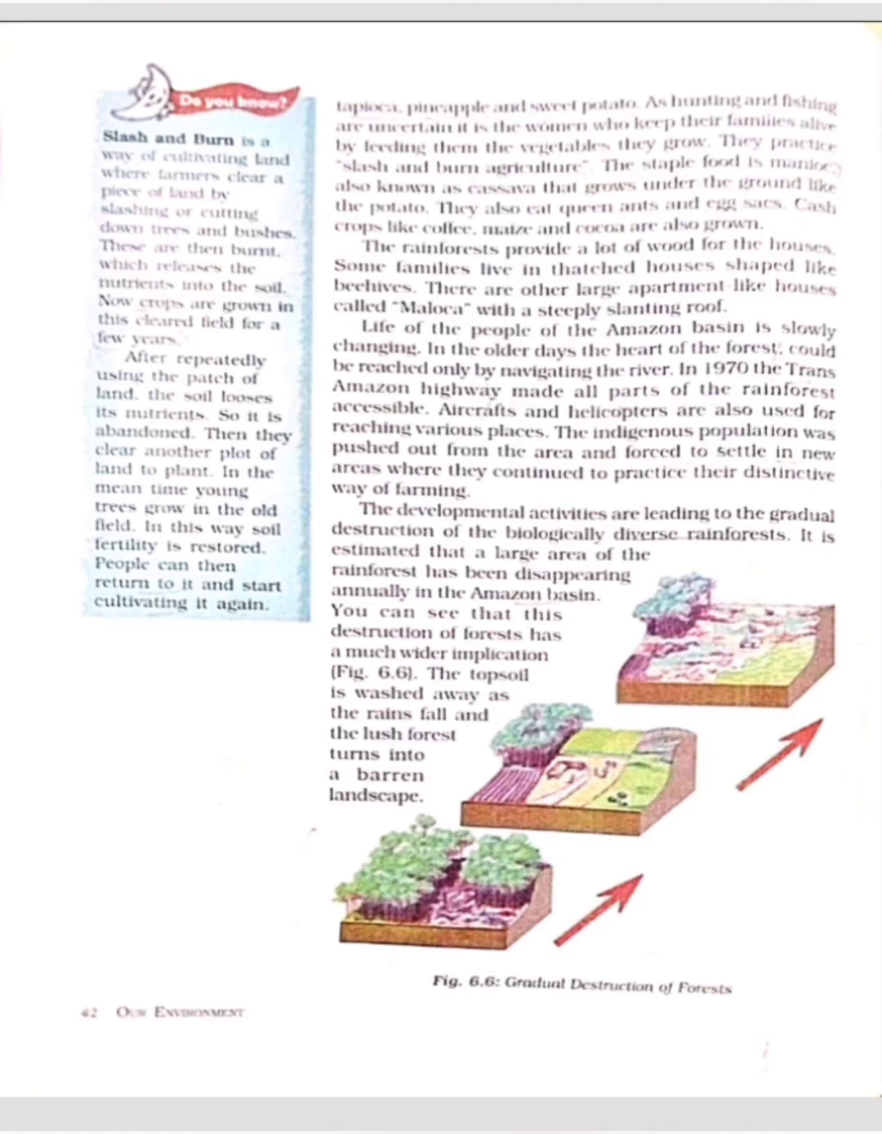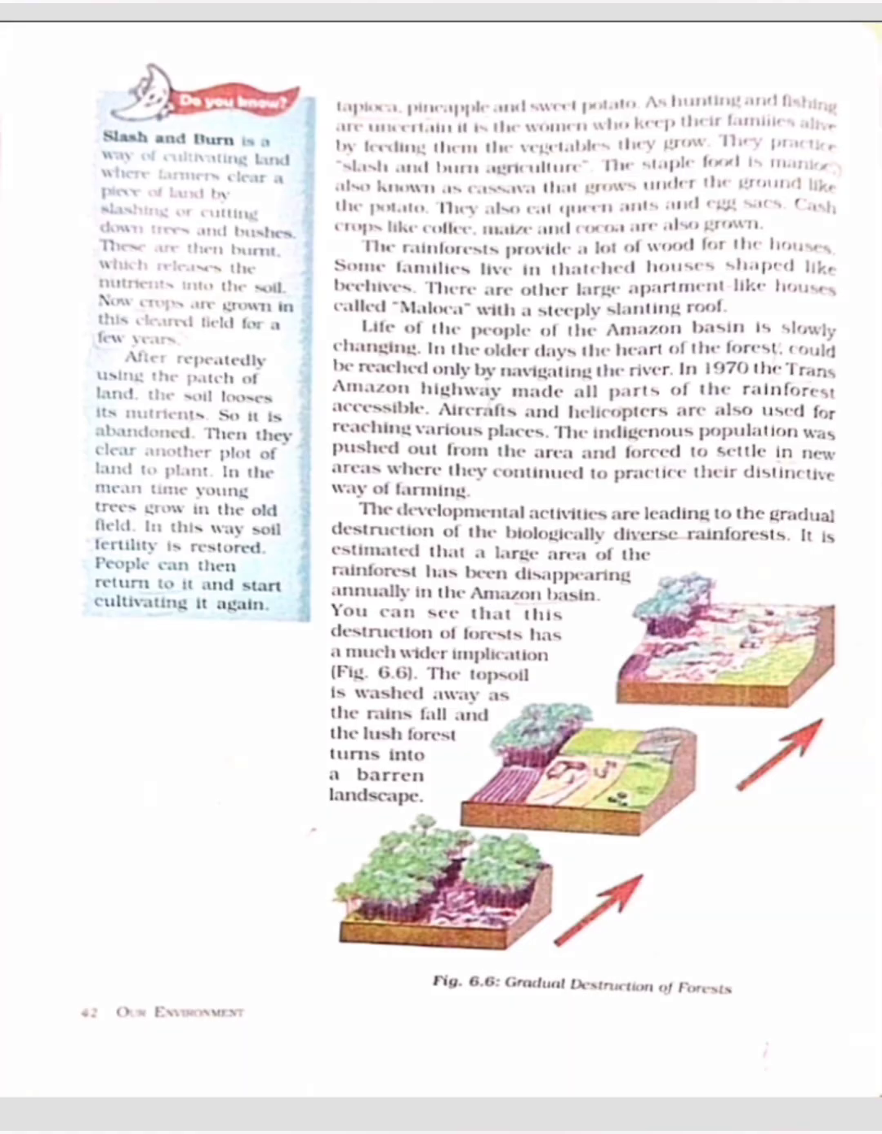Life of the people of the Amazon basin is slowly changing. In the older days the heart of the forest could be reached only by navigating the river. In the 1970s, the Trans-Amazon Highway made all parts of the rainforest accessible. Aircraft and helicopters are also used for reaching various places. The indigenous population was pushed out from the area and forced to settle in new areas where they continue to practice their distinct way of farming.